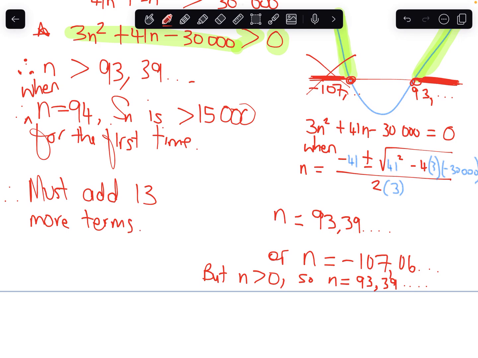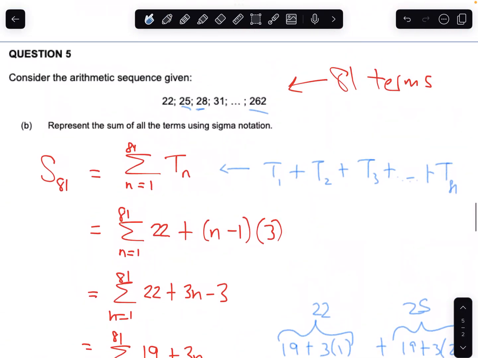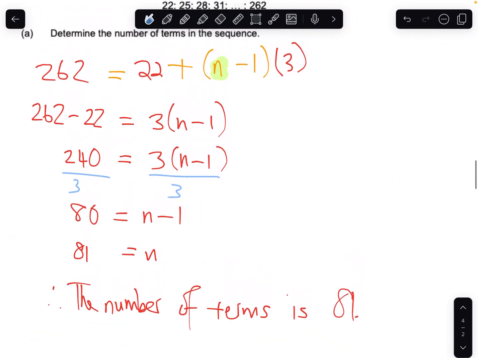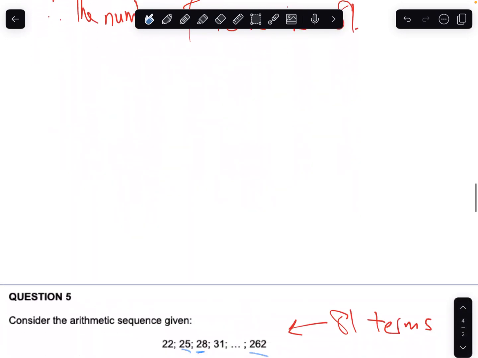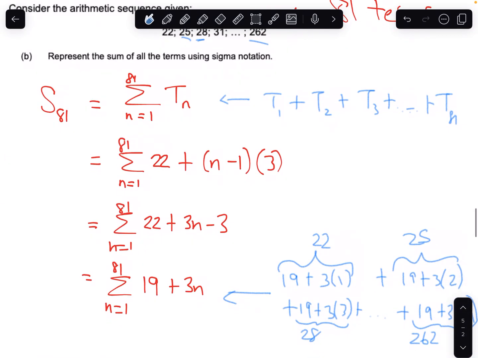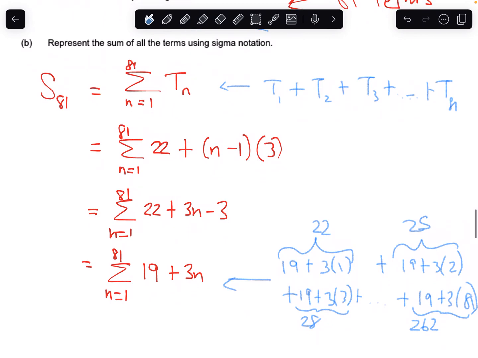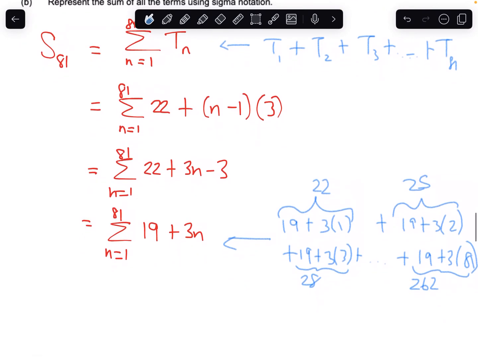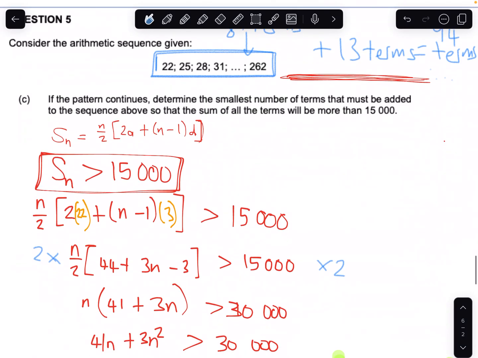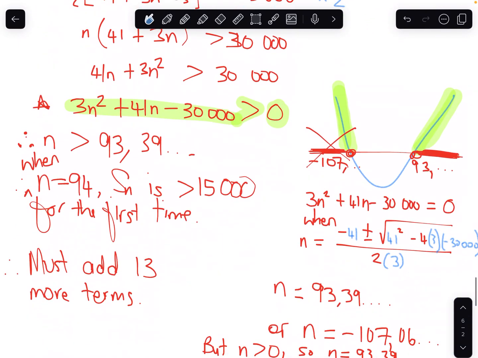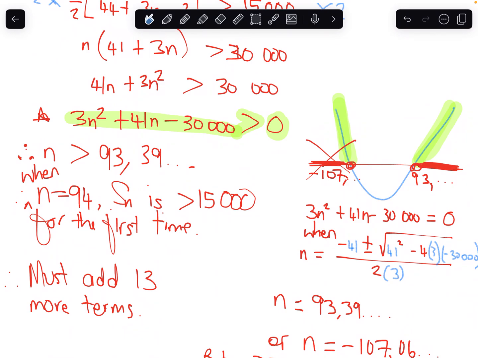Okay, let's verify with the memo, starting from the very beginning. So our first answer, we got 81, which it agrees with. Our second one, we got the same answer, 3n plus 19 as our expression, adding up from n is equal to 1 until n is equal to 81. And then for our last question, we're told that yes, we need to add 13 terms in order for the series to be bigger than 15,000. Awesome.